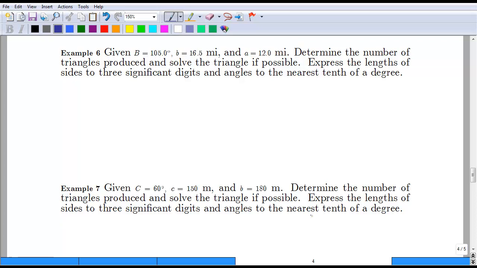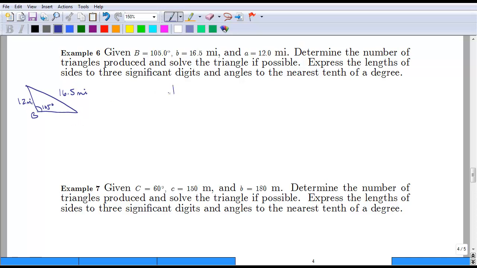Given that angle B is 105 degrees, side B is 16.5 miles, and A is 12 miles, we want to determine the number of triangles produced and solve the triangle if possible. And again, with this, I always like to draw the triangle so that the angle given down here, which is B, is 105. I know I haven't really drawn that to scale. I can redraw that. Since we know this is an obtuse angle, we know this is going to look something like this. B is going to be 105 degrees, and side B up here is 16.5 miles. And then the adjacent side here is going to be 12 miles.